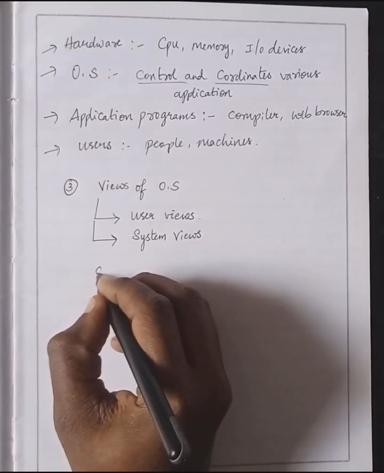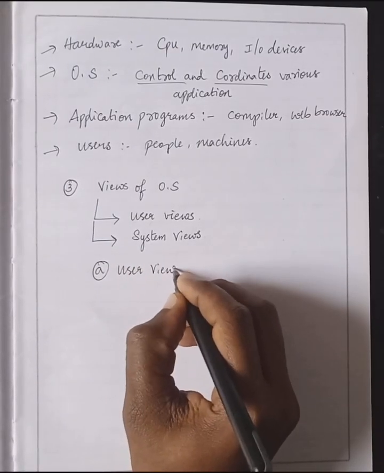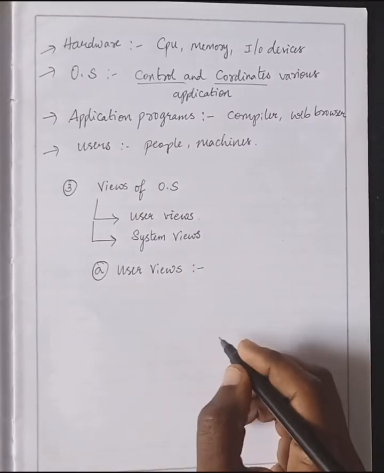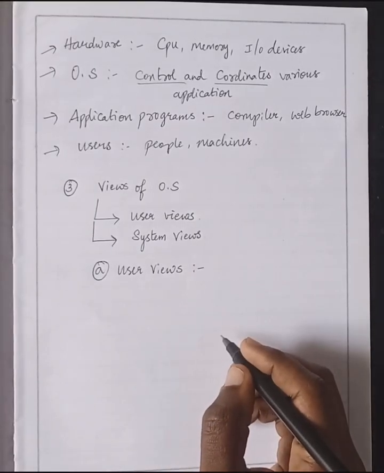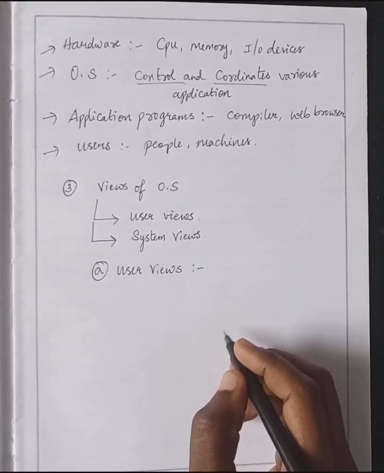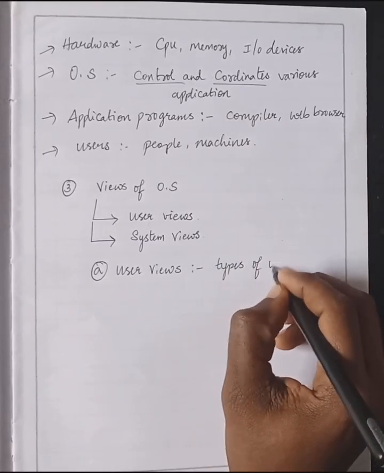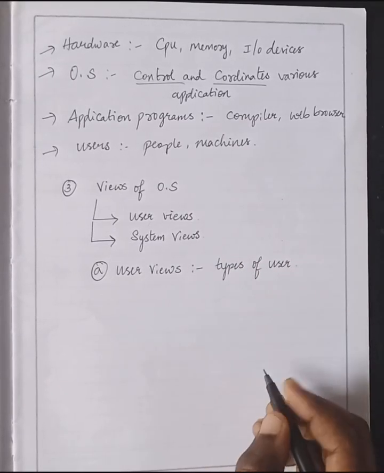We'll see what things come under user view. In the user view, from a user's perspective, we'll see the OS as different types of computers, or you can say types of users. Each user will see the OS in his own way.